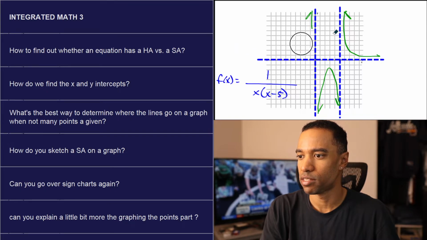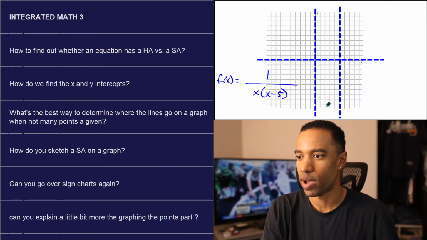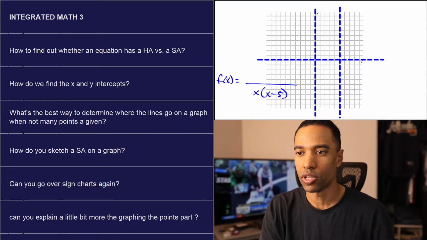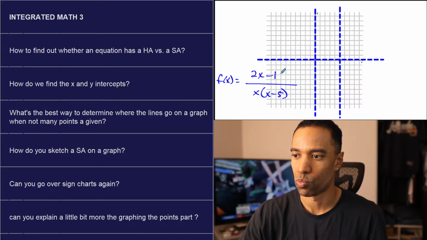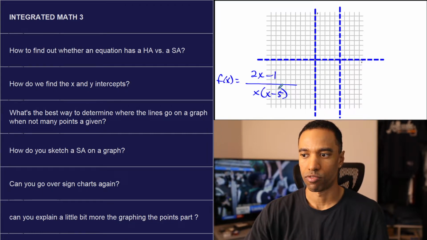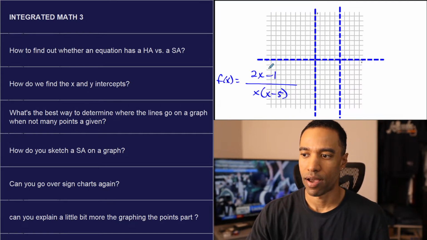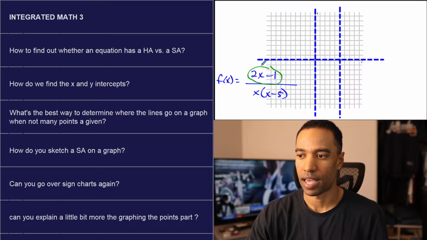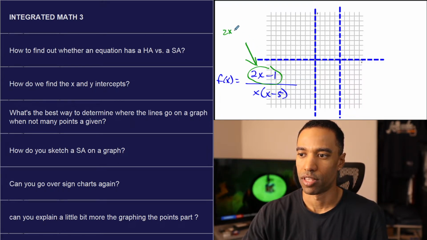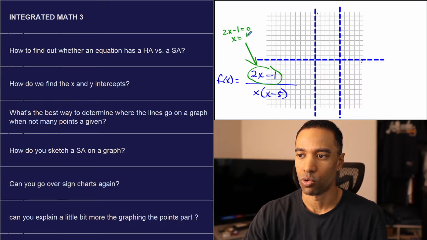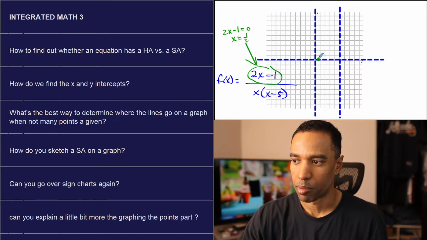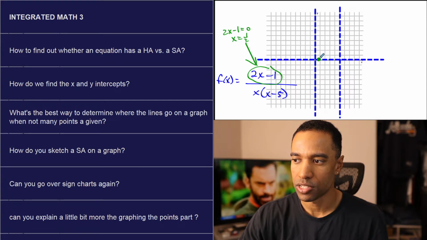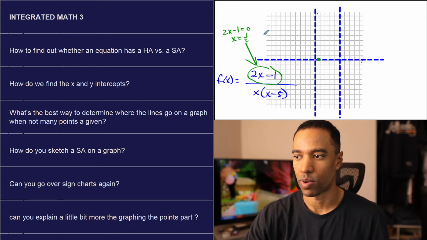So let's say that instead of saying 1 over, it said 2x minus 1 over, where we still have all of this. The features are still the same right there. So 2x minus 1 over x times x minus 5. Suddenly, though, this now has an x-intercept. Suddenly it has an x-intercept wherever this equals 0, at x equals 1/2. That means it actually crosses, and this isn't going to be a pretty graph based on that, but it's going to cross, or at least touch the x-axis right there.